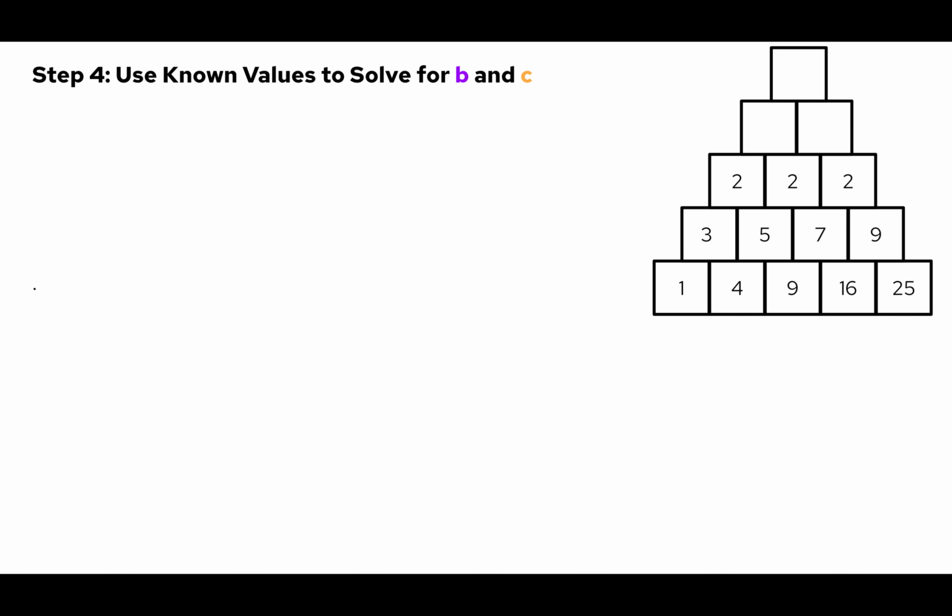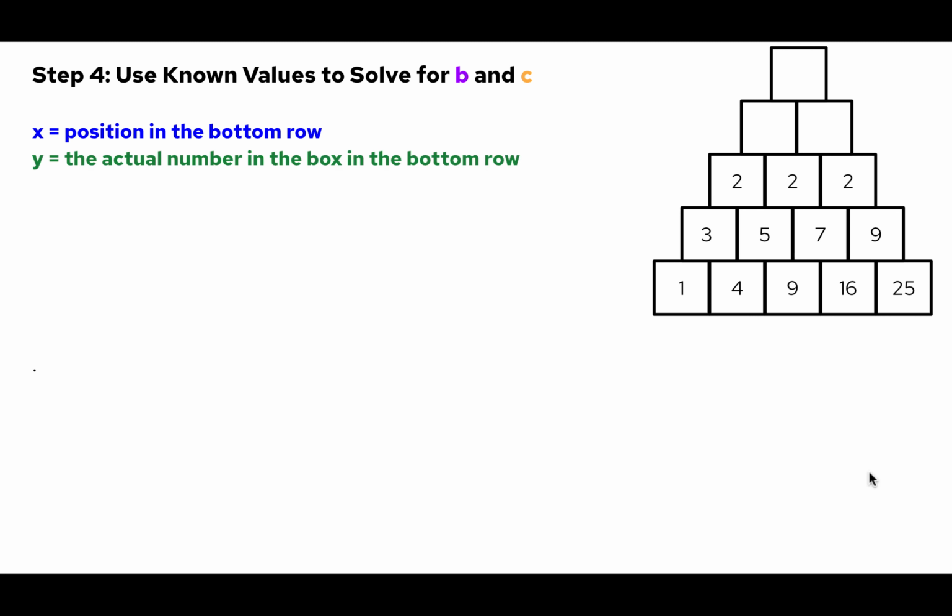Now we're going to solve for b and c. So we know that this is our bottom row, and I'm going to say x is the position. This is the first position, the second position, third, fourth, and fifth. And y is going to be the actual number. So in the first position, I have 1. In the second position, I have 4. The third position is 9. The fourth position is 16. And the fifth position is 25.